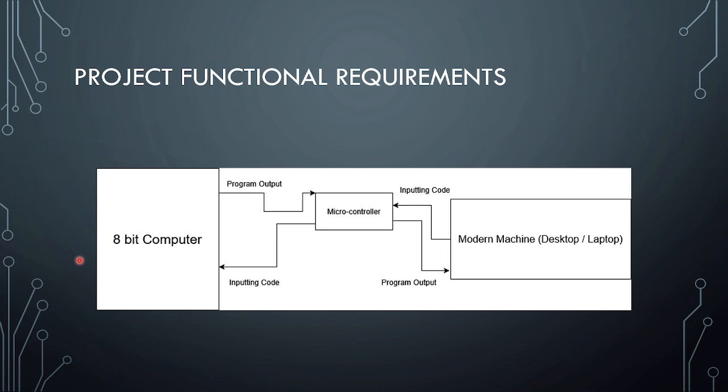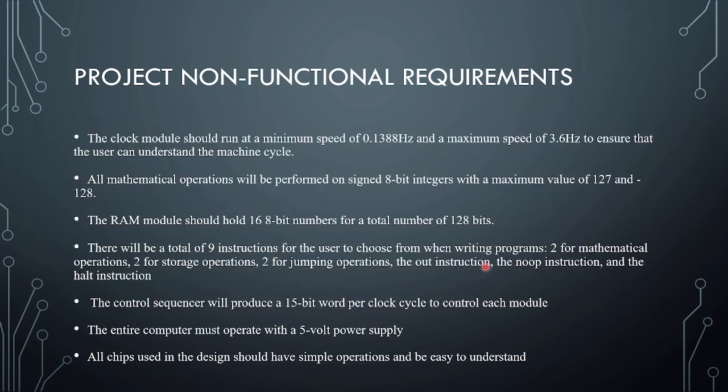So this is just a basic diagram of the I/O module for the computer. We have a modern machine where you can use a graphical user interface to write your code, and then that'll be taken to a microcontroller, which will then convert that code into digital signals or machine code that the 8-bit computer will store in RAM. Additionally, the program output, once the program is done computing, will be sent to the microcontroller and then sent back to the machine to present the information that has been calculated.